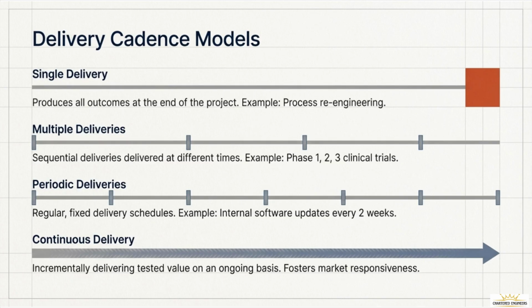This is the gold standard for market responsiveness. You are incrementally delivering tested value on an ongoing basis, sometimes multiple times a day. The most important takeaway here is that your choice of cadence is driven entirely by when business value is needed. If the customer needs value now to survive in a competitive market, you can't use a single delivery model. You must find a way to deliver incrementally. However, regardless of the cadence you choose, some things in project management never change.